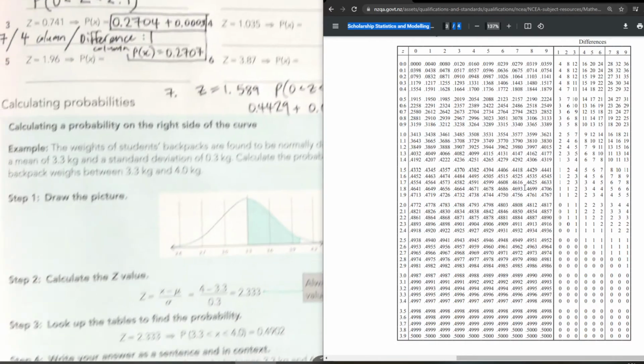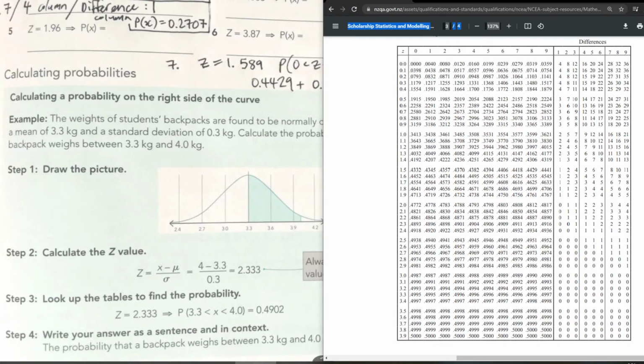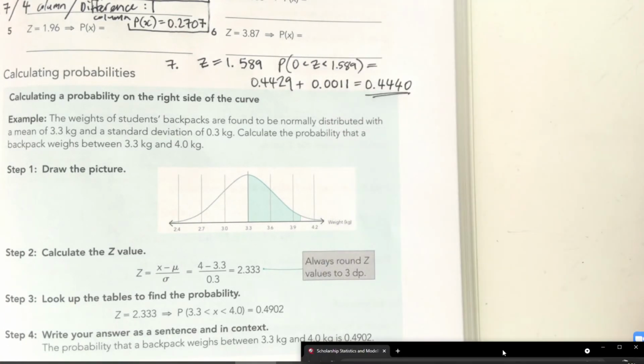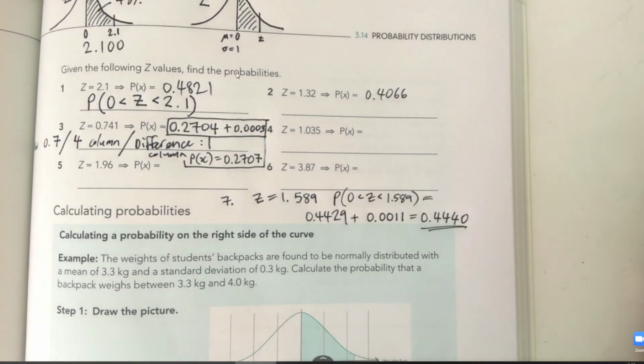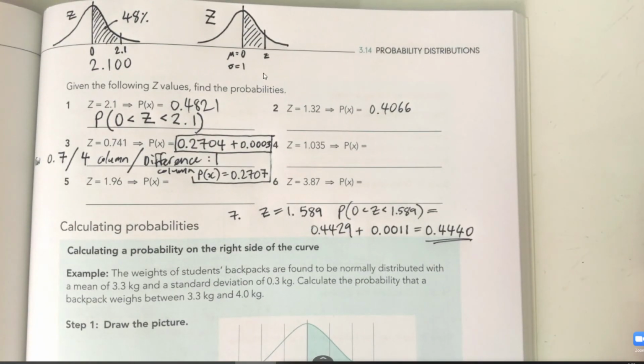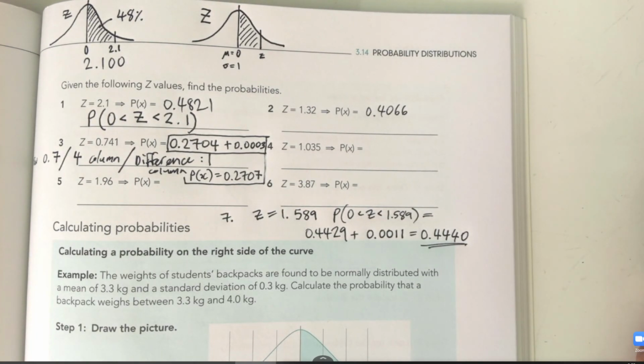Try it yourself. So then what they're going to do is they're going to ask you to join together the ideas from prior pages with this new skill you have of being able to use Z values to find probabilities. So I will do that in the next video.